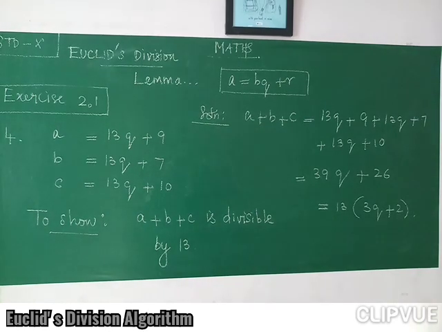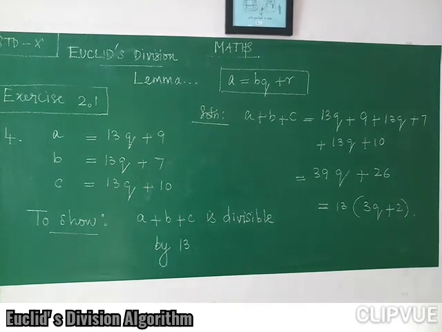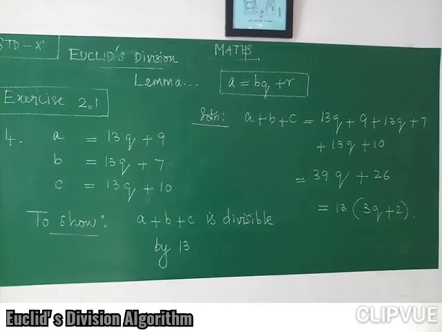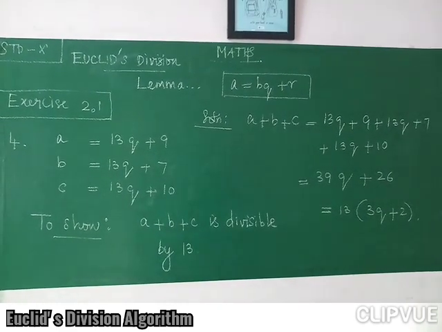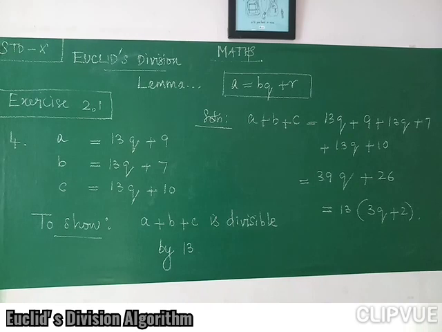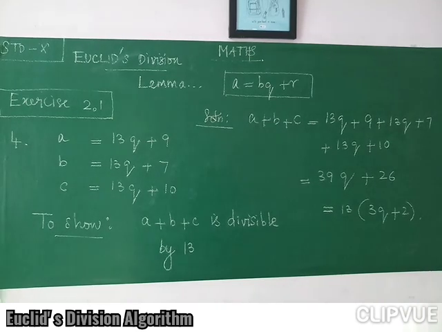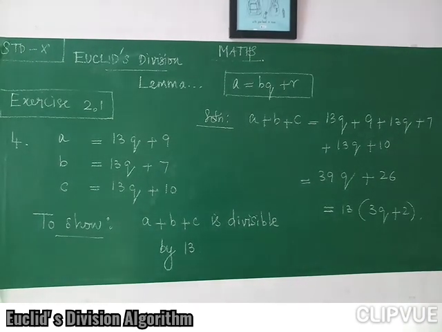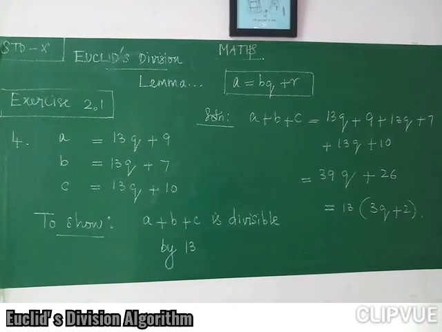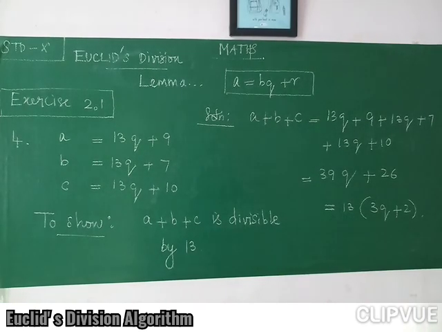So according to Euclid's division lemma, I have taken a equal to bq plus r. Here b is equal to 13, you know that. So first one, a equal to 13q plus the remainder 9, and b equals 13q plus the remainder 7. c is 13q plus 10. To show a plus b plus c is divisible by 13. Okay, we are going to show that.